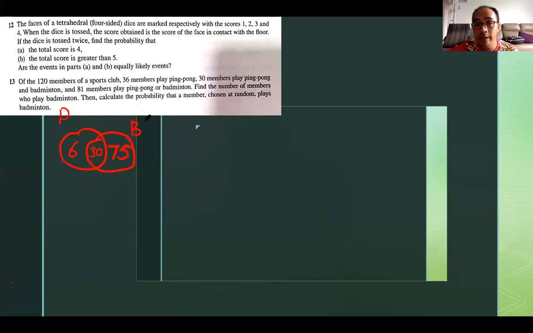Then calculate the probability. The probability will be 75 out of 120. That's normal. 75 over 120 is 5 over 8.